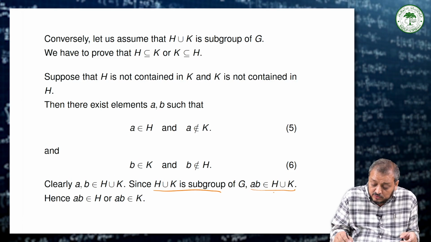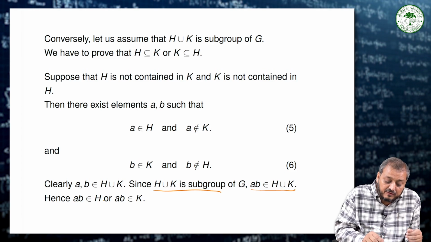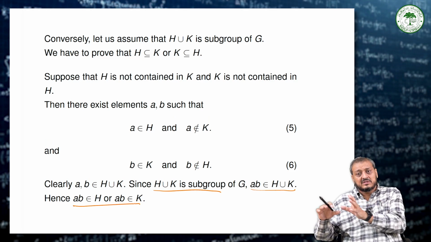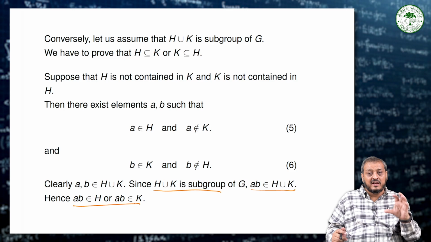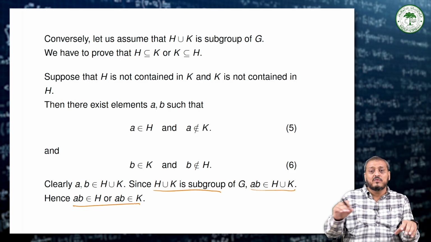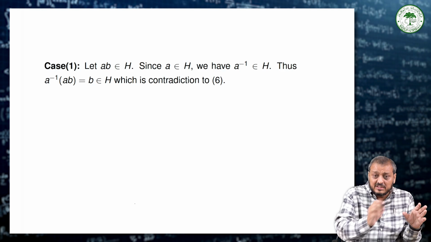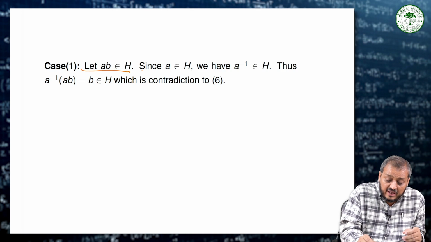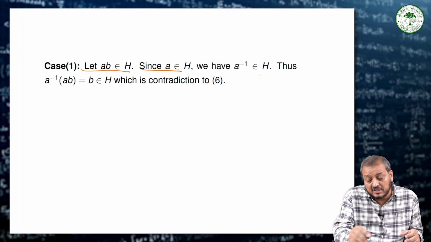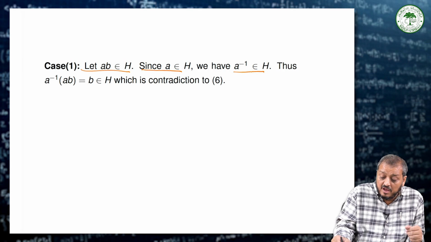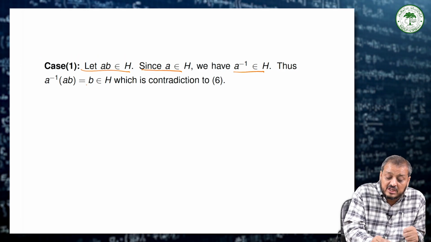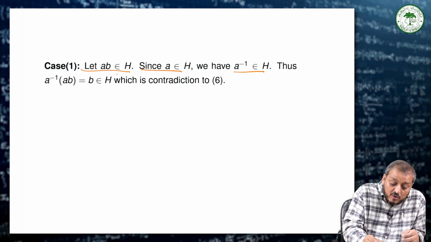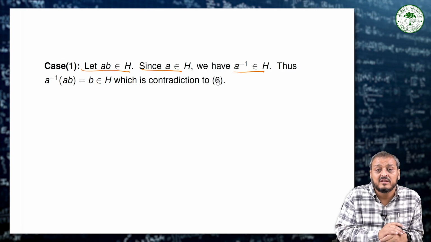So if AB belongs to H union K, hence AB is an element of H or AB is an element of K. So if AB is an element of H union K, then we clearly say that AB belongs to H or AB belongs to K. Case 1: let AB belong to H. Now since A is an element of H, we have A inverse also belongs to H. So thus we can say that A inverse AB is equal to B, and thus B belongs to H, which is a contradiction by equation 6.